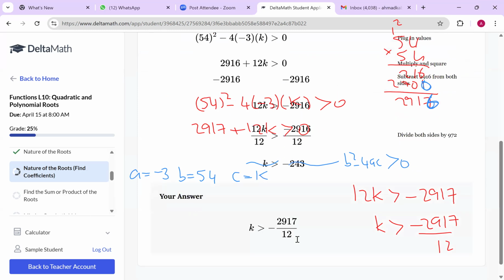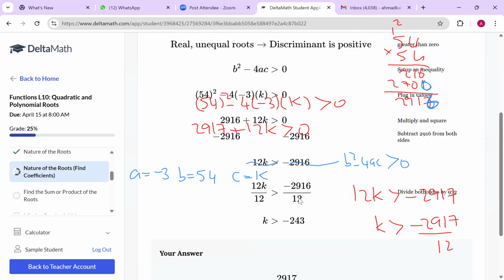So the final answer is -2916 divided by 12. And this, of course, would have been simplifiable, and you would have obtained -243. Anyway, this was a silly mistake. I'm sure that you get the concept nevertheless.